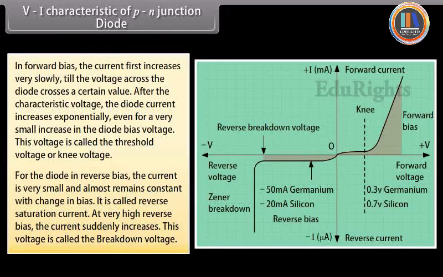At very high reverse bias, the current suddenly increases. This voltage is called the breakdown voltage.